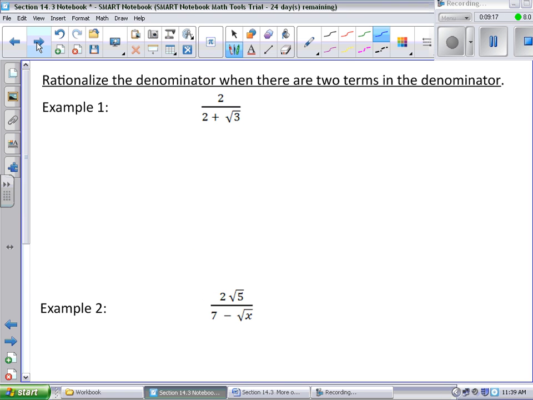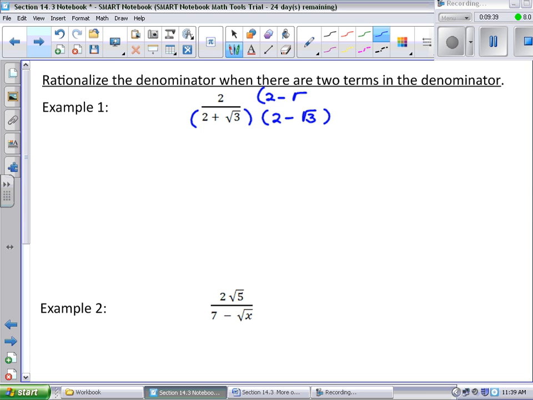Now moving along to where I have a sum in the denominator, 2 over 2 plus the square root of 3. Now I will need to multiply the numerator and the denominator by the conjugate of 2 plus the square root of 3, which is 2 minus the square root of 3.